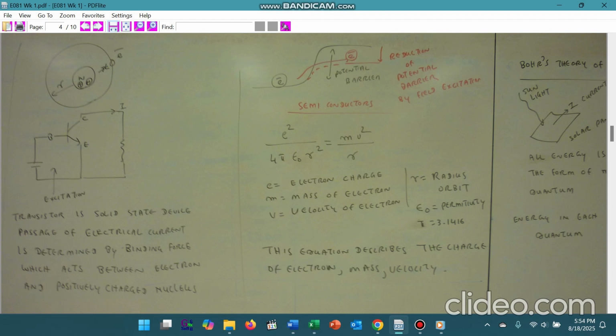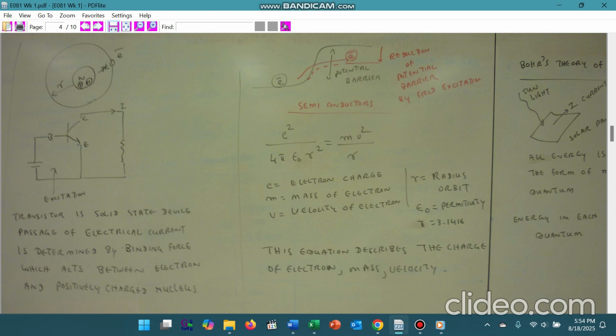So this equation describes the charge of the electron, mass, velocity. So the charge of the electron, mass, and the velocity are written by this equation.